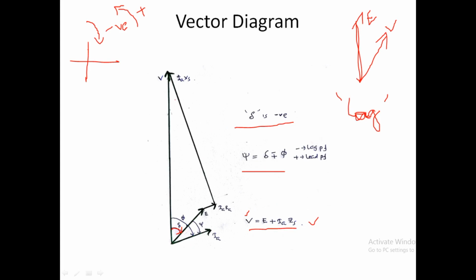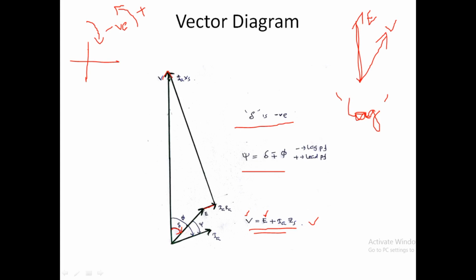Now the remaining things we know, how we will be drawing. So we know vector V equal to vector E plus vector Ia into Zs. That means Ia into Zs is Ia into Ra plus Ia into Xs. So from the terminal of E, we are starting from E. From the terminal of E, parallel to Ia, we are drawing Ia into Ra. Perpendicular to Ia, we are drawing Ia into Xs. And the point which comes here, up to this point we are drawing V. So V is the resultant of E plus Ia Ra plus Ia into Xs.